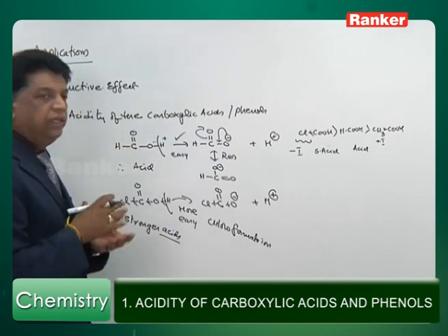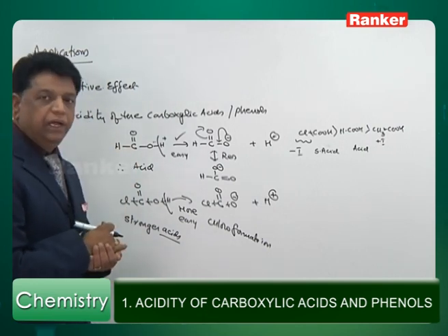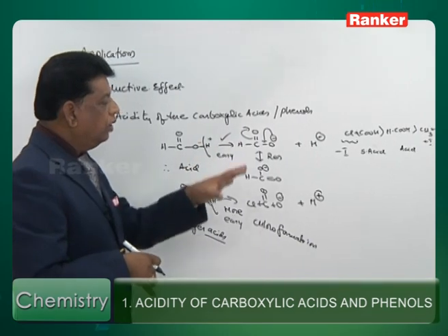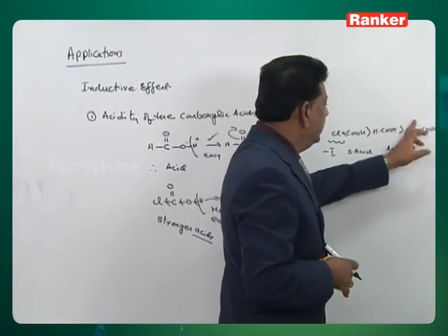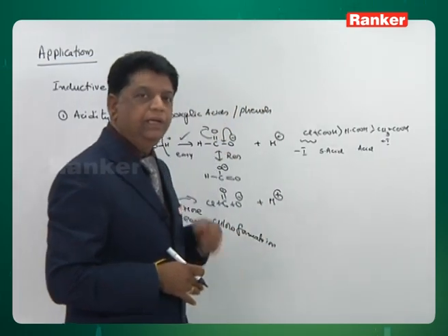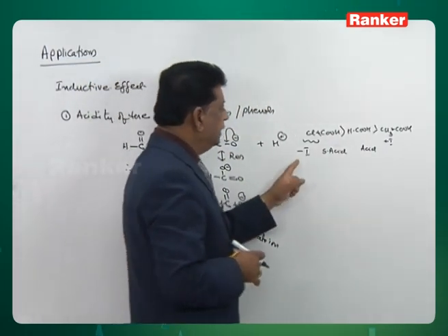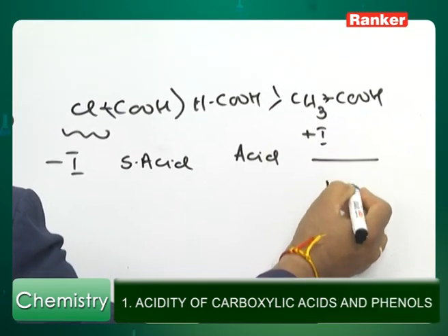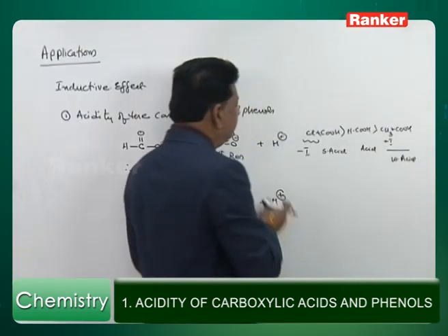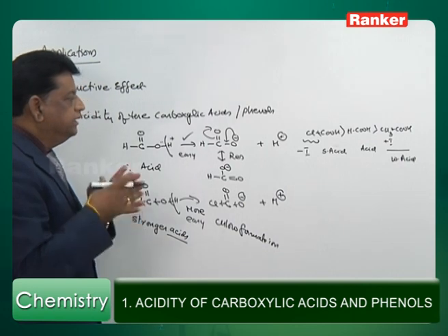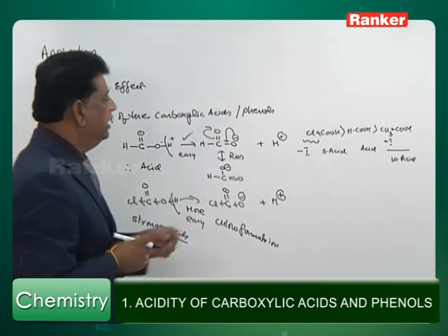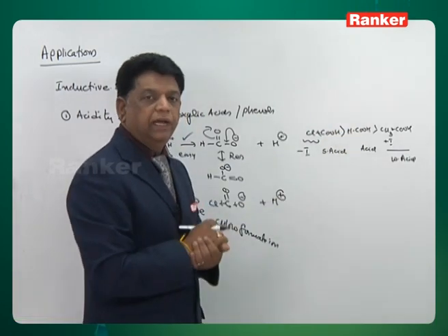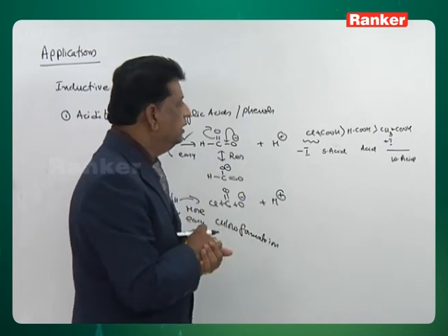All groups containing electronegative elements are termed -I, and all alkyl groups are taken as +I groups. So, when the -I group increases, the +I group decreases, therefore this compound is a weaker acid. Arrange these three: first the strong acid, then the normal acid, then the weak acid. In general, any carboxylic acid containing a -I group is stronger, and any +I group like methyl, ethyl, propyl gives weaker acids.